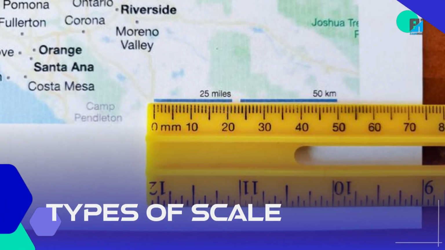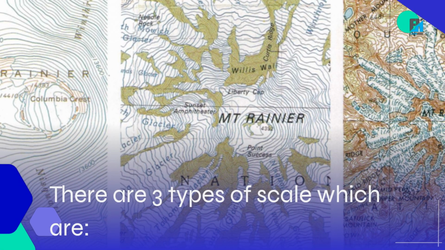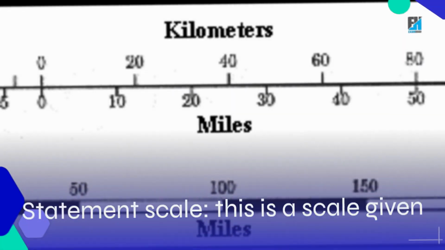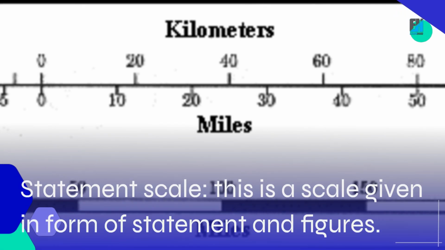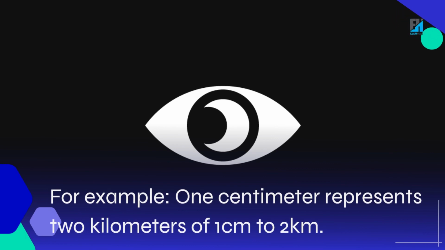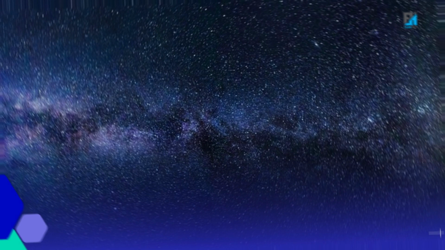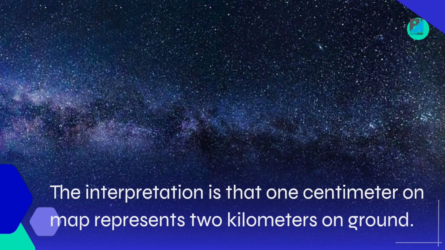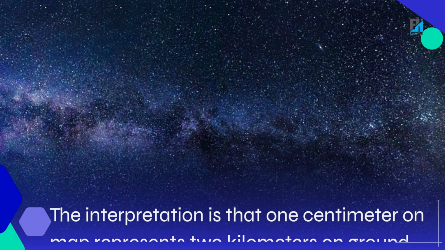Types of scale. There are 3 types of scale, which are: statement scale. This is a scale given in the form of statement and figures. For example, 1 centimeter represents 2 kilometers, or 1 centimeter to 2 kilometers. The interpretation is that 1 centimeter on the map represents 2 kilometers on the ground.